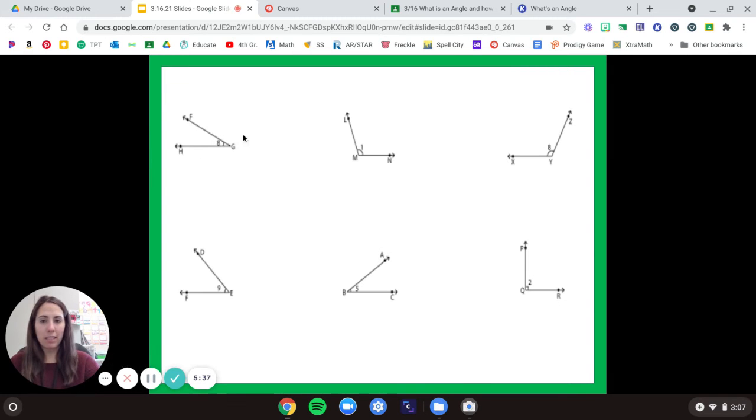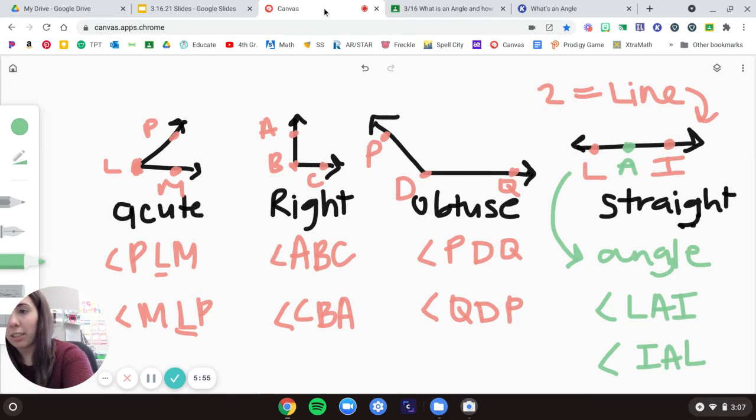Practice naming this angle right here. I got another one for you. How would you name this angle? You can name it two ways. Angle HGF or angle FGH.